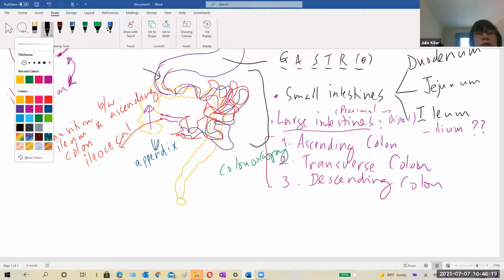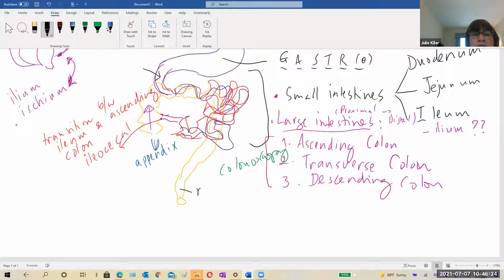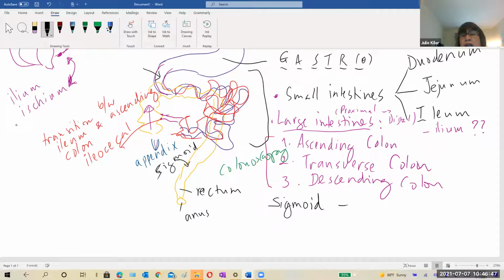And then we have in here, this is rectum, right? And this is sigmoid. And this is anus, the meatus, right? All right. So talking about colonoscopy, we have sigmoidoscopy. Sigmoid, that becomes sigmoidoscopy.